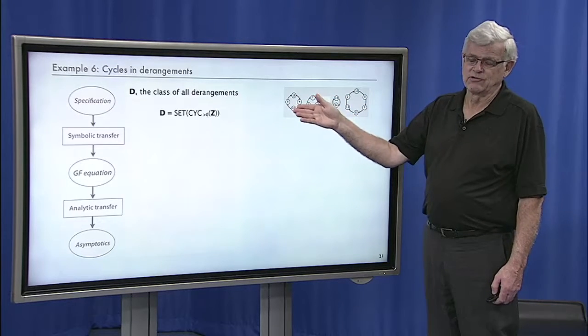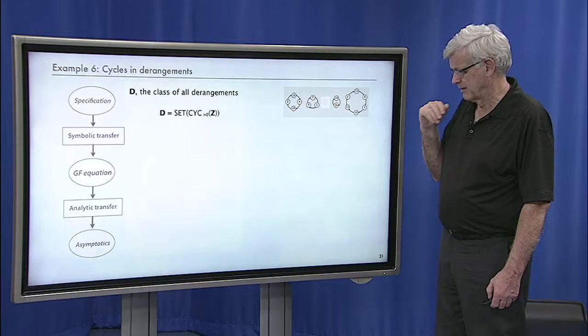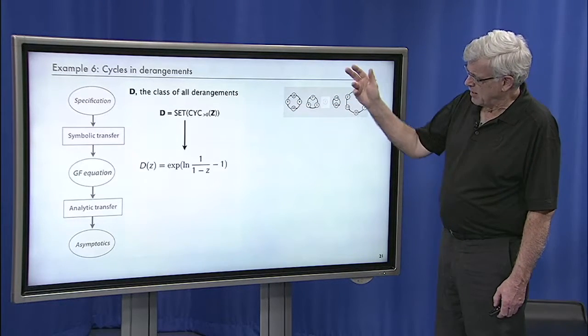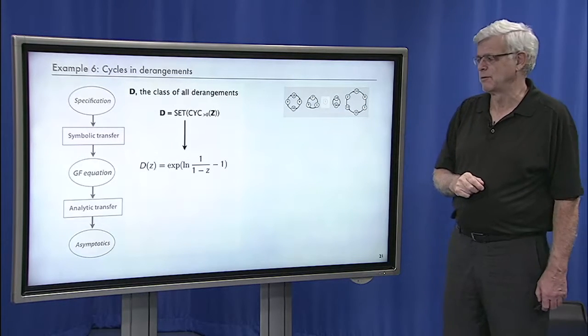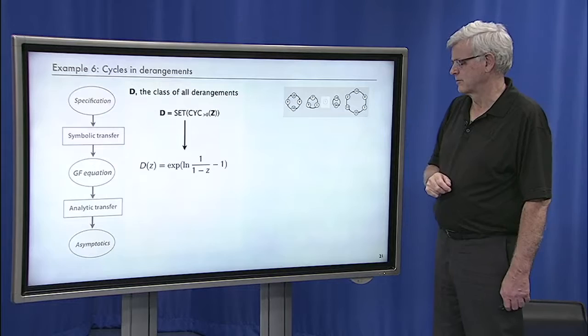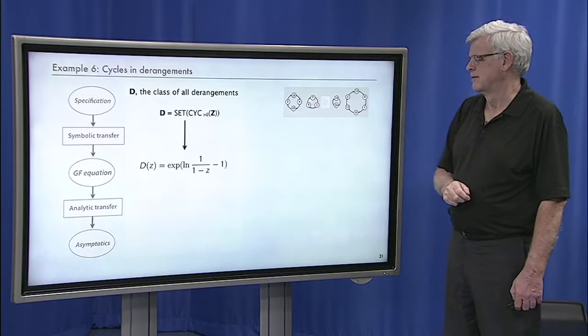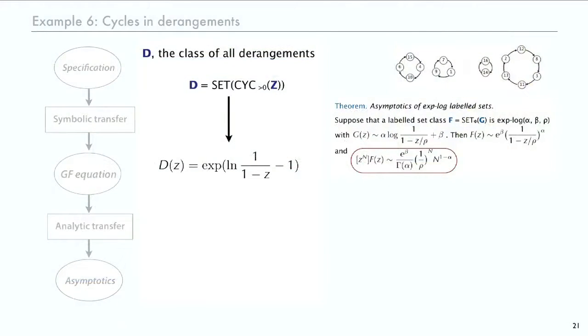So that's the construction. It's a set of cycles, all of which are length greater than 1, greater than 0. And so all we do is subtract off 1 from log of 1 over 1 minus z to take out the singleton cycles. D of z equals x log 1 minus z minus 1. That's x log. The only difference is that now beta is minus 1. So that's the x log form, it's just that beta is minus 1.